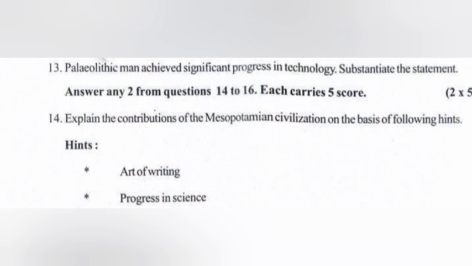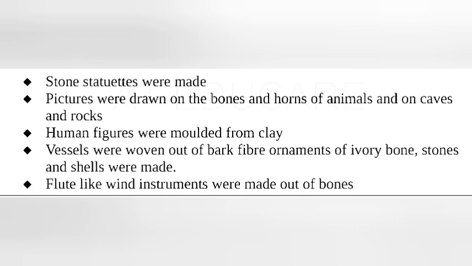13. Paleolithic man achieved significant progress in technology. Substantiate the statement. Answer. Stone statues were made. Pictures were drawn on the bones and horns of the animals and on caves and rocks. Human figures were molded from clay. Vessels were woven out of bark fiber.